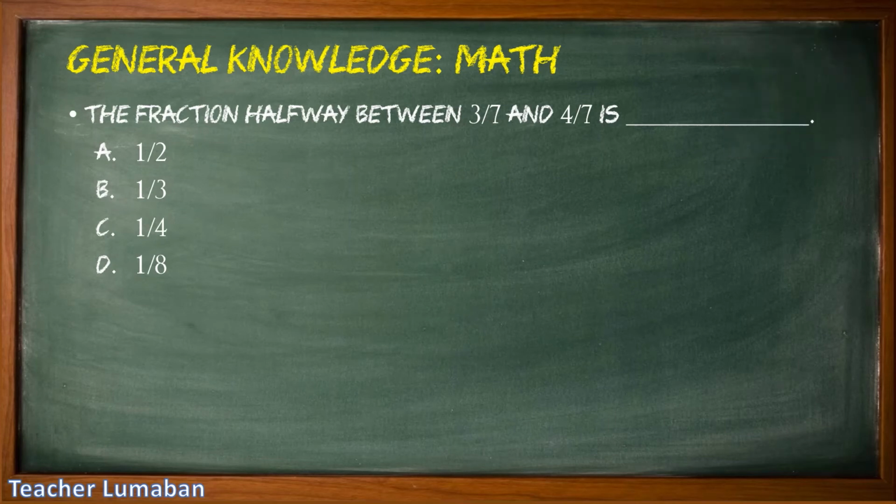The correct answer is letter A, 1/2. The fraction halfway between 3/7 and 4/7 is 1/2. To compute for the halfway, 3 over 7 plus 4 over 7, divided by 2 equals x. Add the two fractions and divide it by 2. 7 over 7, divided by 2 equals x. 7 over 7, divided by 2 equals 1 over 2. The answer is 1 over 2.